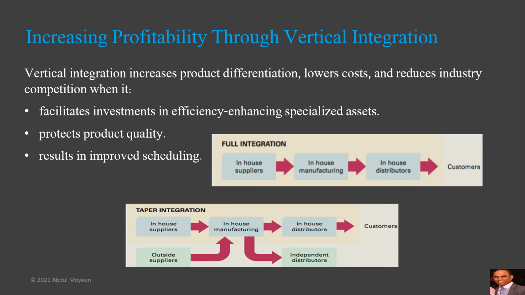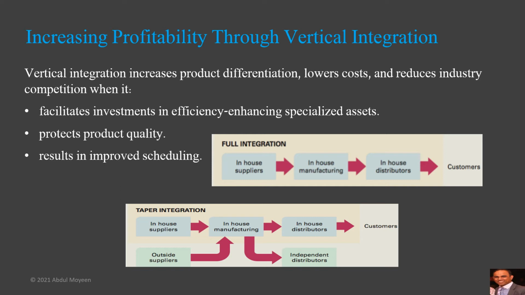So, if the supplier doesn't trust the company, and there is a risk of hold-up, then the company can make some of the product in-house and buy some of the product from other suppliers in the market at a competitive price, because then there will be more competitors. So this is tapered integration.